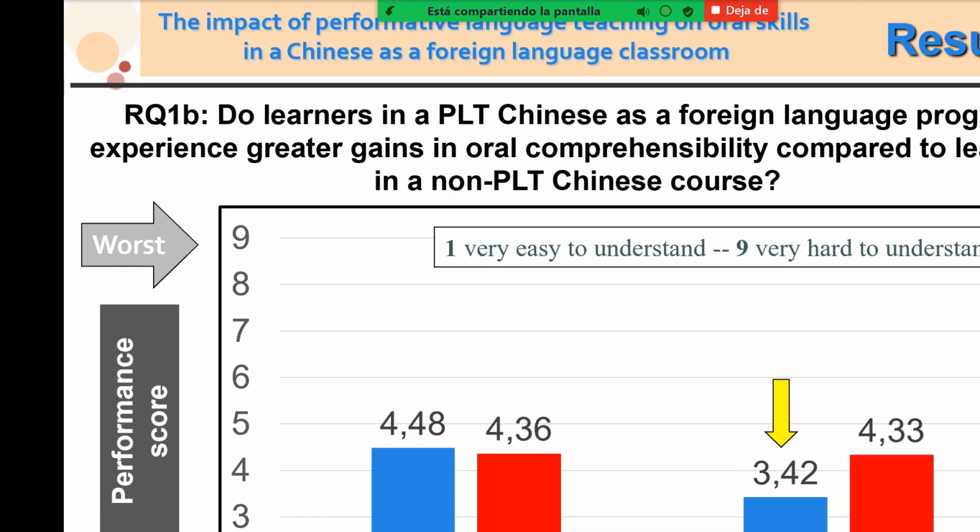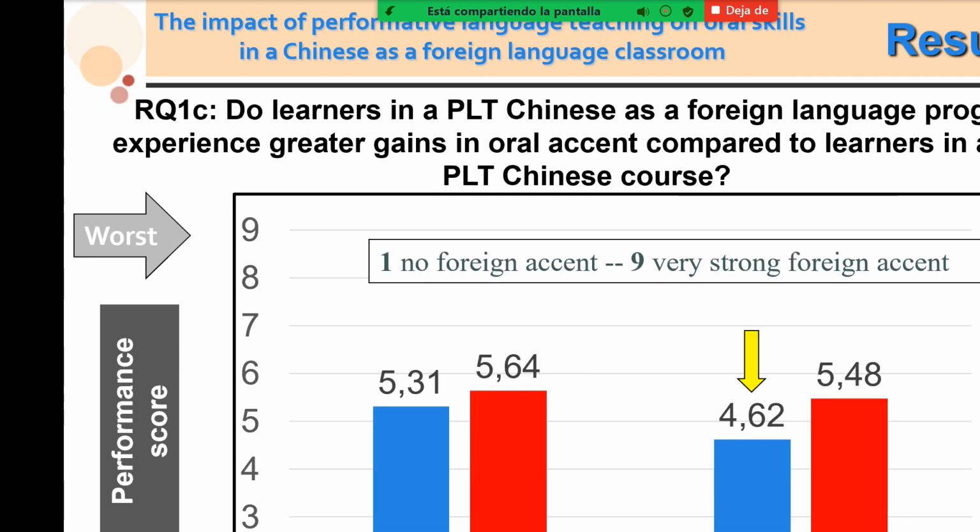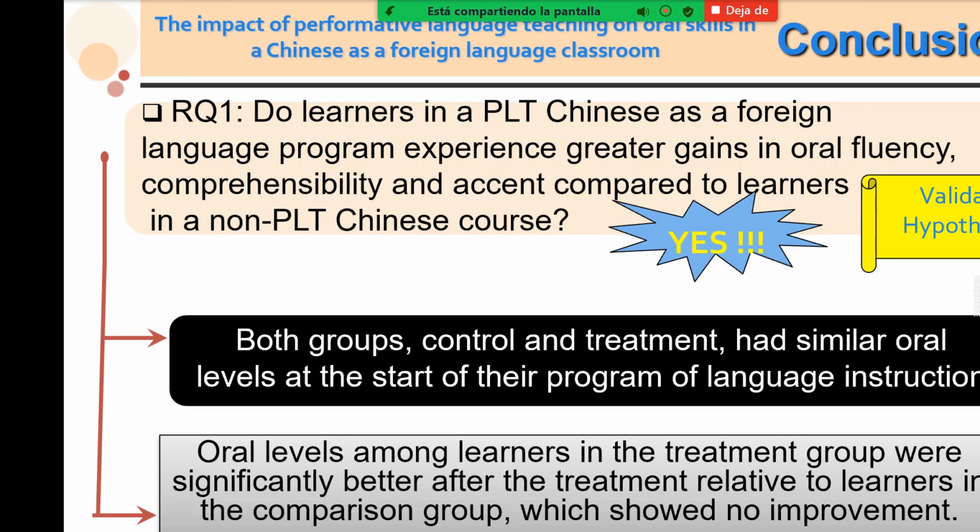Look at comprehensibility. It has a similar pattern. So after all the analysis, we can say there was an improvement also in comprehensibility for the group that did drama, that did performative language teaching. In accent, the improvement is not as big as the other two, but it's also a slight improvement. So for research question number 1, we validate hypothesis number 1: yes, there was an improvement in oral levels, more in the treatment group, the group that was using drama compared to the other one.